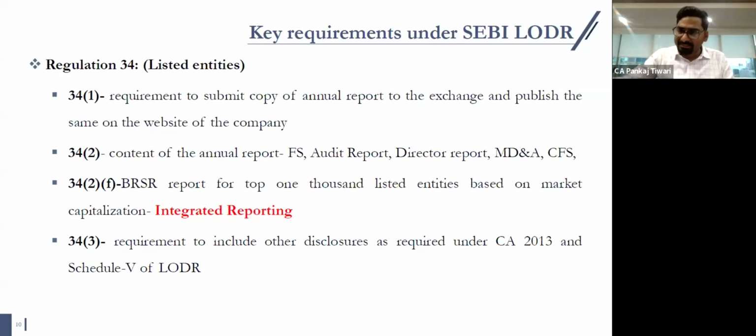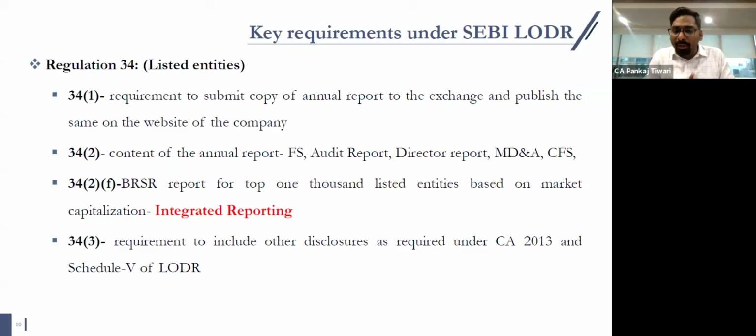They say that you attach the financial statement, the audit report, the director's report, and so forth. That regulation has a sub-clause 2, which has a clause F, which says that the top 1000 listed entities in India based on market capitalization need to submit a BRSR also. Business Responsibility and Sustainability Reporting, which in common layman's terms we call ESG reporting. When this information is clubbed with the financial statement, director's report and other information, it is called an integrated annual report.